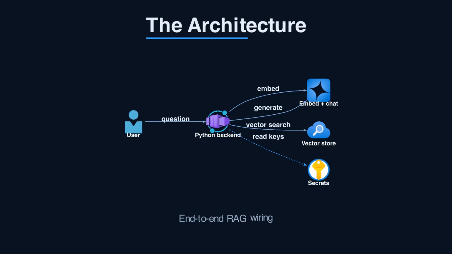Separately, an ingestion job loads your source documents into AI Search ahead of time. Keep your keys in Key Vault, never in code. Two Azure OpenAI deployments are involved, one embedding model like text-embedding-3-large, and one chat model like GPT-4o.